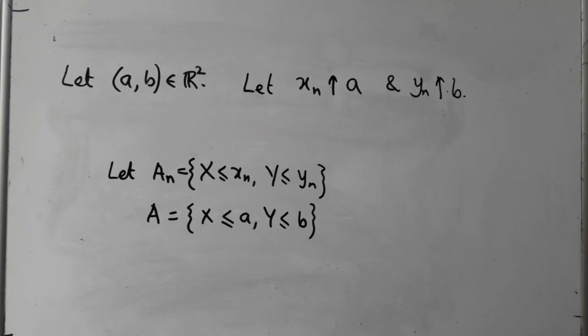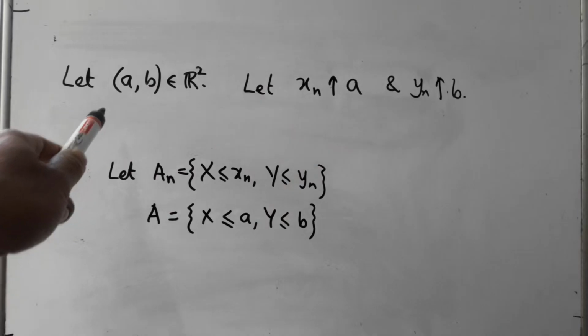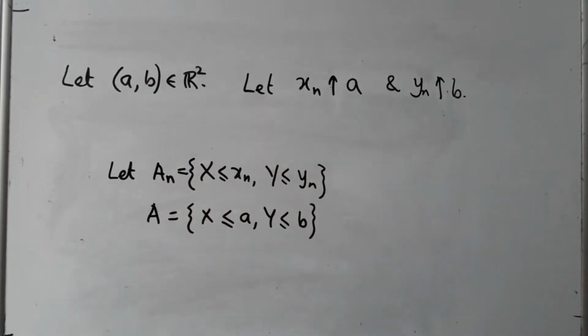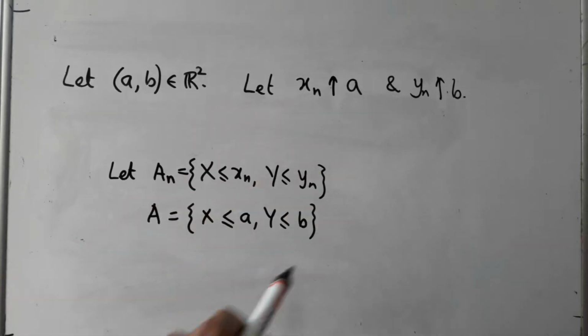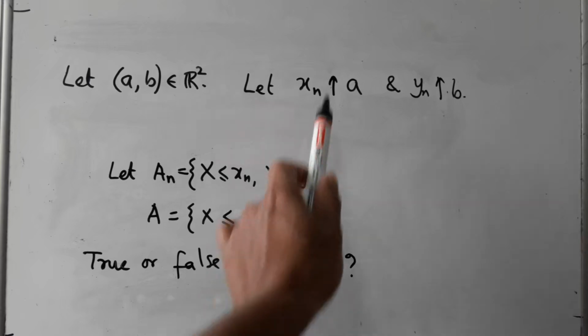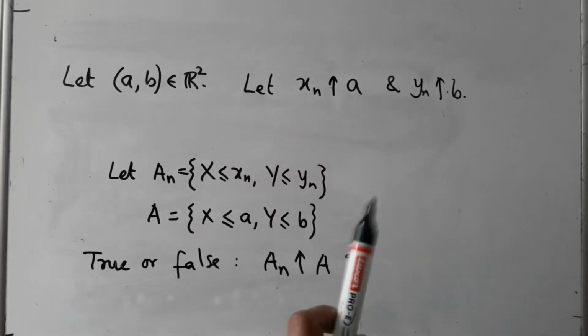Now this is essentially the same format as the last theorem. I have any arbitrary a, b, but now xn increases to a and yn increases to b. I still am working with the same An and A. My question is, is this statement true or false? An's now increase to A, because I made them increase to a, or not?